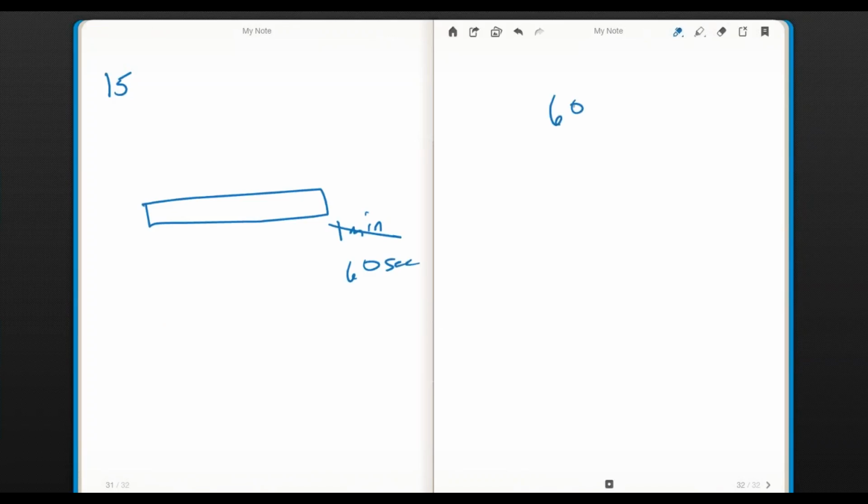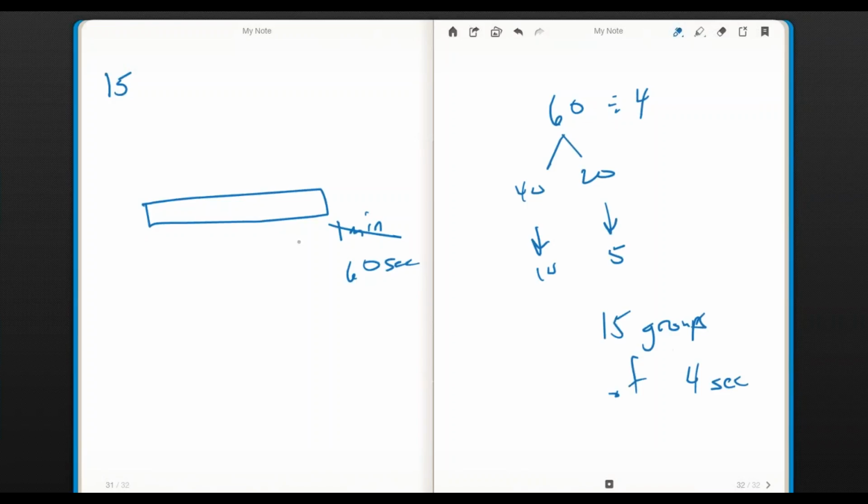And if I think of 60 seconds divided into groups of 4 seconds each, right? 60, mentally I'm thinking 60 is 40 and 20. That is 10 and 5. There are 15 groups of 4 seconds in a minute. There's 15 groups of 4 seconds.